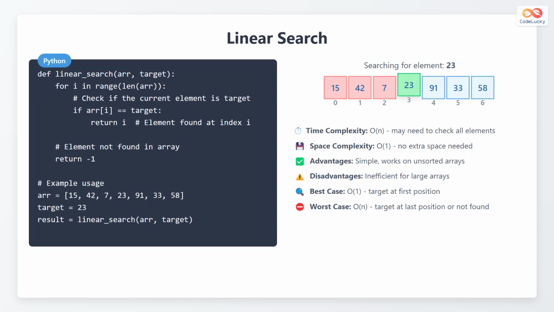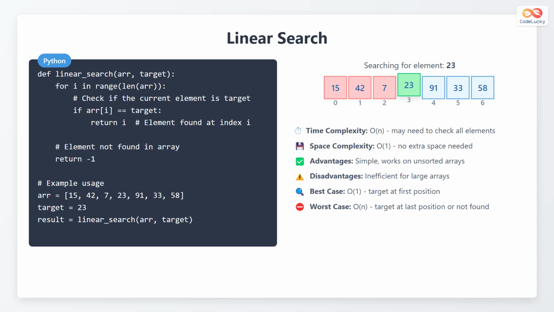The goal of searching is to find a specific element within an array. One common approach is linear search. In this method, we check each element of the array one by one until we find the target element. The function linear search takes an array and a target as inputs. For example, def linear_search(array, target): for i in range(len(array)): if array[i] == target: return i. Return -1.